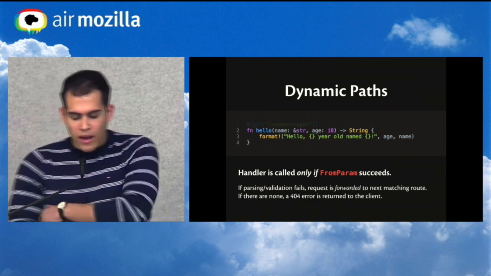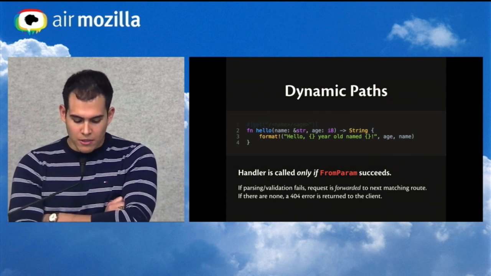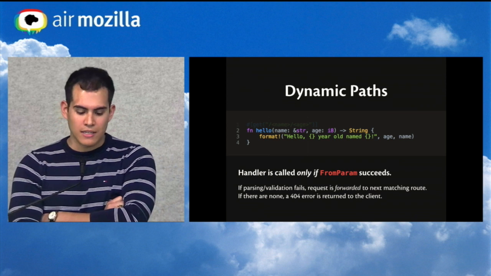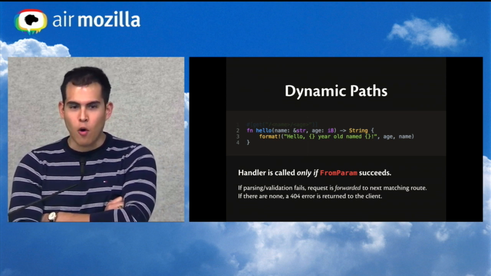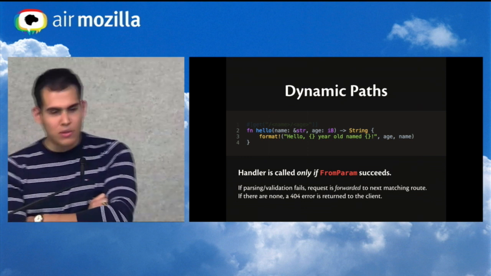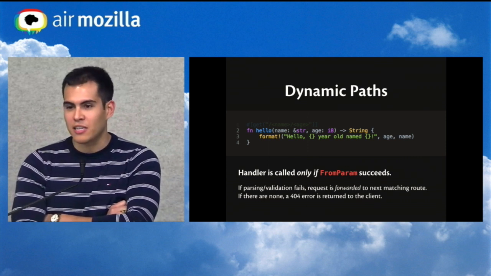So what happens when they don't actually parse? What happens when you don't have the right type? Well, something that's a little different, nothing else that I know actually does this. The request goes through this forwarded mechanism. We'll see what this really means when I explain what forwarding is, but for now, just understand that it means that it doesn't call your handler.